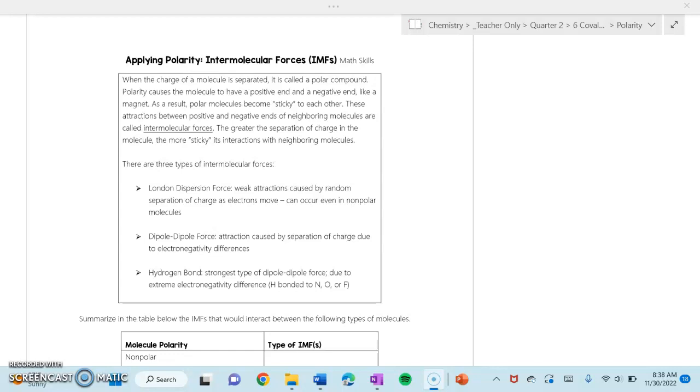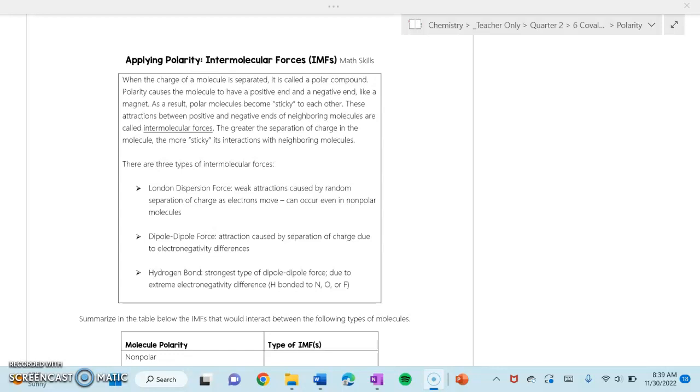So when the charge of a molecule is separated, it's called a polar compound. Polarity causes the molecule to have a positive end and a negative end like a magnet. As a result, polar molecules become sticky to each other. These attractions between positive and negative ends of neighboring molecules are called intermolecular forces. The greater the separation of charge in the molecule, the more sticky its interactions with neighboring molecules become.